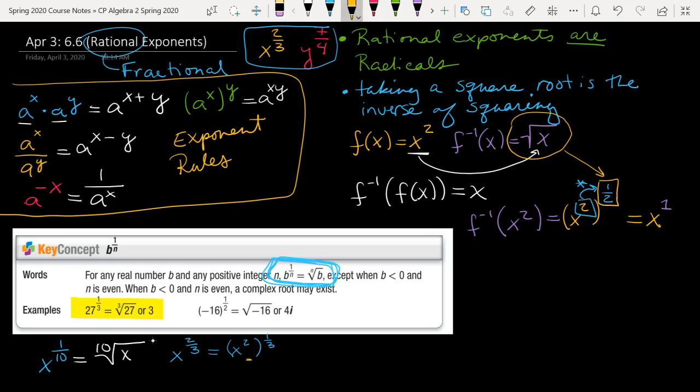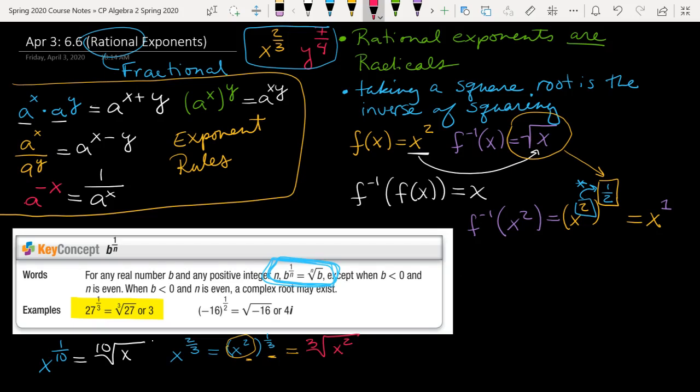Because when we raise a power to a power, we multiply those exponents. Obviously, 2 times 1/3 is equal to 2/3. So we can already see that it should be the case that since we're taking the quantity inside the parentheses and taking the cube root of it, we should end up with the third root of what's inside the parentheses. And what's inside the parentheses happens to be x squared.